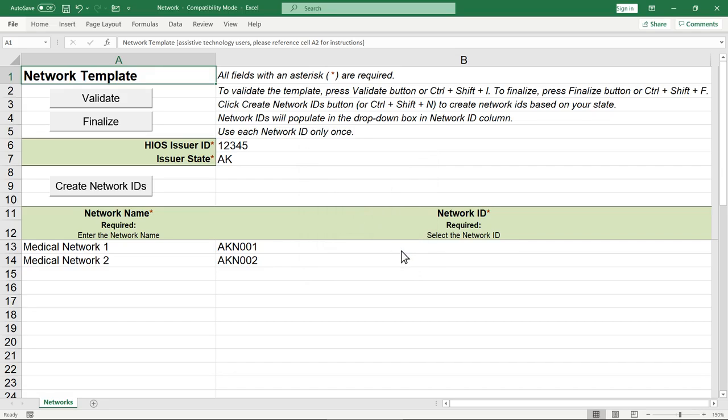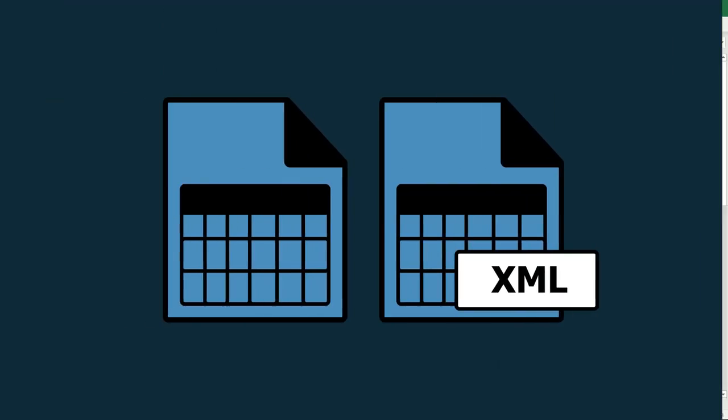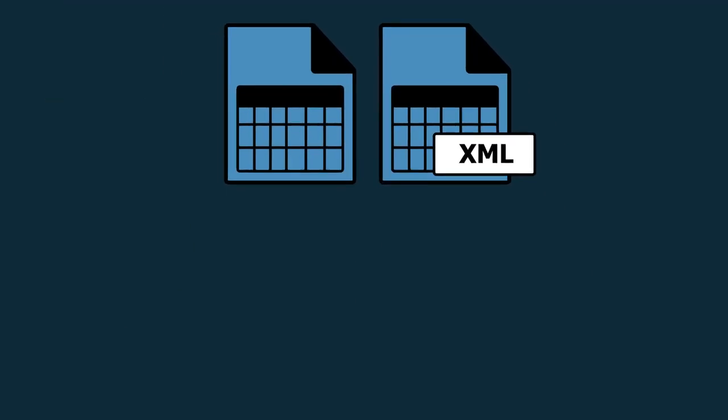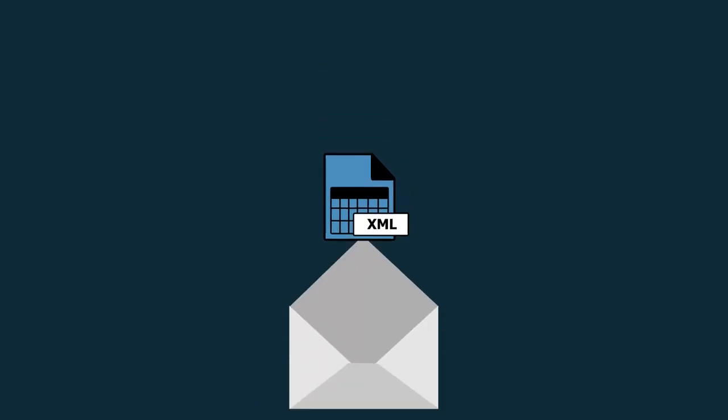Once the template is valid, click the Finalize button to create an XML extract that will be automatically saved in the same folder as the template. The XML extract is the file you will submit as part of your QHP application.